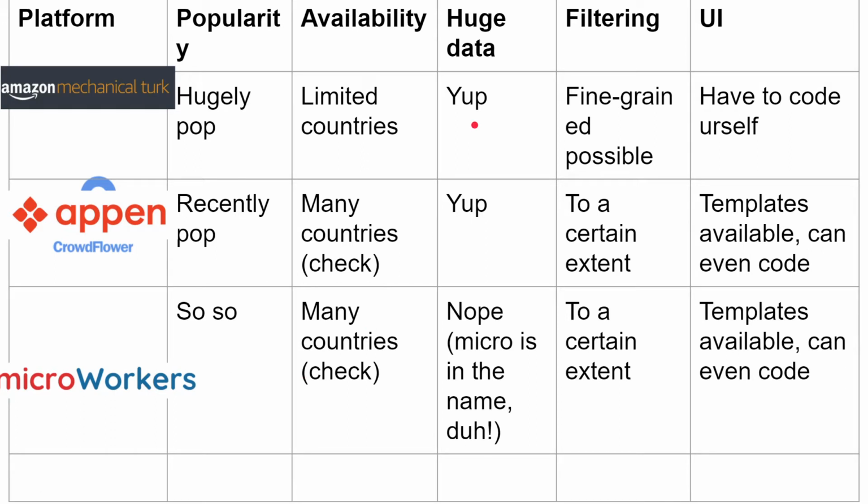Microworkers. Okay, if we have huge amounts of data, then Amazon Mechanical Turk and Appen are the way to go. Microworkers, as the name suggests, is only for small amounts of data annotation like surveys and all, simple surveys, simple forms.